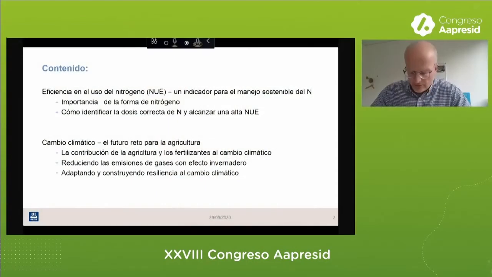Thank you very much, Gustavo, and good morning and welcome to the presentation about nitrogen management for sustainable crop production. The content of the presentation is split in two parts. The first is about nitrogen use efficiency as an indicator for sustainable N management and some issues that are related to that. And then the second part is on climate change, which is a future challenge for agriculture and obviously for all of us. And I will come to some points related to that during the second part.